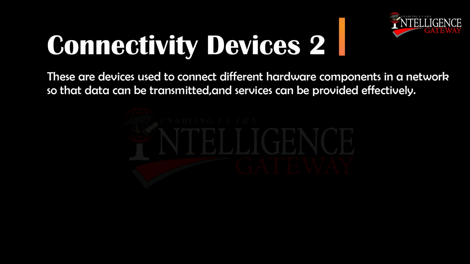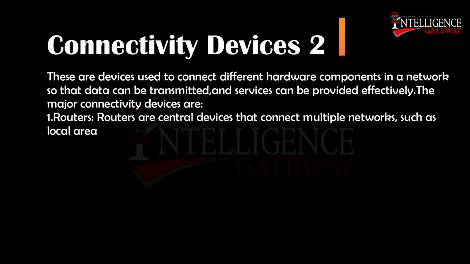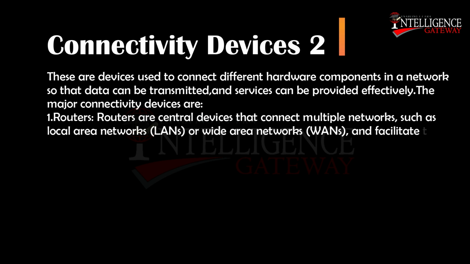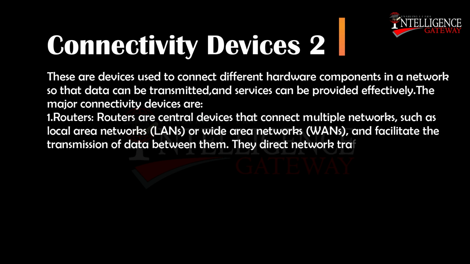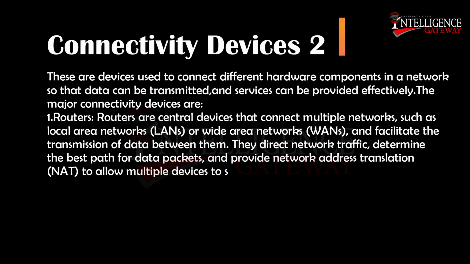The major connectivity devices are: 1. Routers. Routers are central devices that connect multiple networks, such as local area networks, LANs, or wide area networks, WANs, and facilitate the transmission of data between them. They direct network traffic, determine the best path for data packets, and provide network address translation, NAT, to allow multiple devices to share a single public IP address.